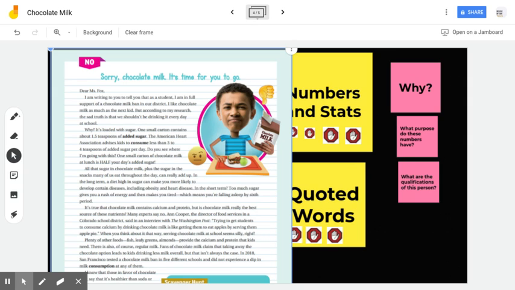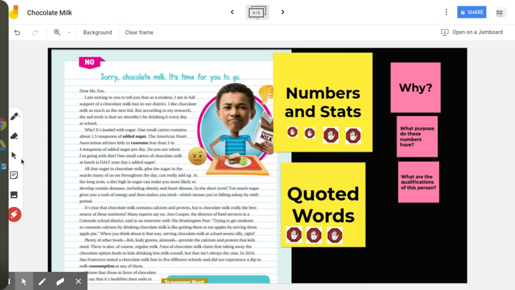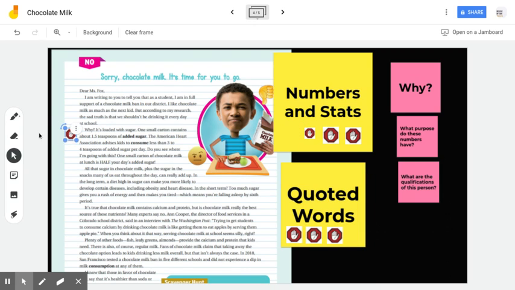So right away, am I noticing any numbers and stats? I don't think so. So here we go. Why it's loaded with sugar. One small carton contains about 1.5 teaspoons of added sugar. Here's my notice of a number right away. So I'm going to take my stop and put it right there.